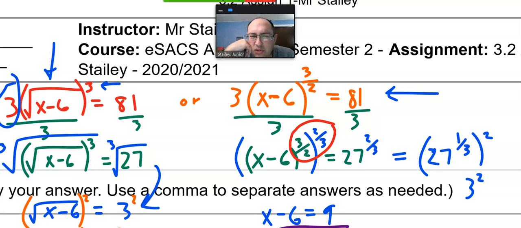Why would I do the 2/3 power? Because what is 3/2 times 2/3? Yeah, folks, the 2's cancel and the 3's cancel. That gives you an exponent of 1. On the other side, you have 27 to the 2/3, which can be broken apart into 2 pieces. 27 to the 1/3, which we know is the cube root of 27, which is 3. And then the square on the outside, so 3 squared is 9.